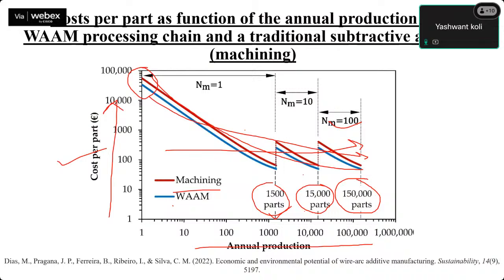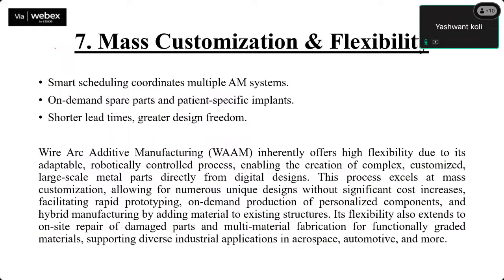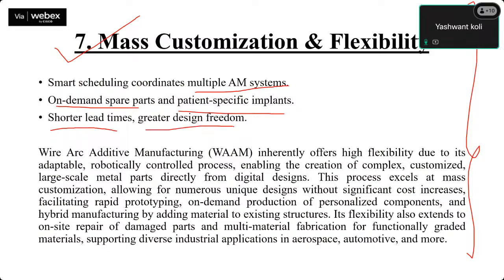So machining and VAM cost is there. You can see the total. So the last part of this presentation is mass customization and flexibility. Mass customization is not done in the practical situation. So this is smart scheduling that coordinates multiple AM systems. Multiple additive manufacturing systems we can integrate, and we can fabricate components on demand: spare parts, patient specific implants, shorter lead time, greater design freedom. So these things can be done.